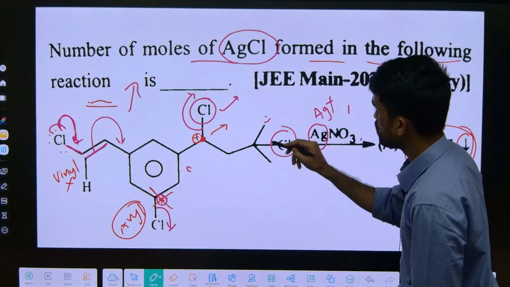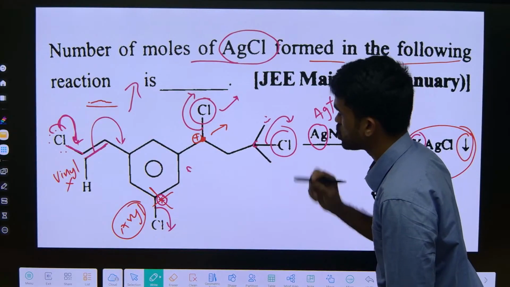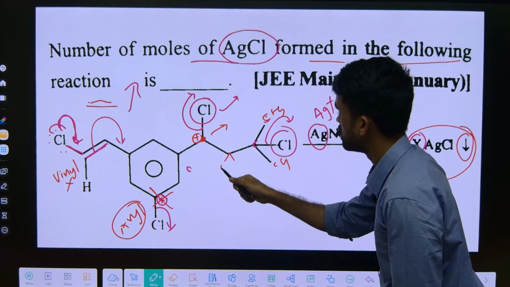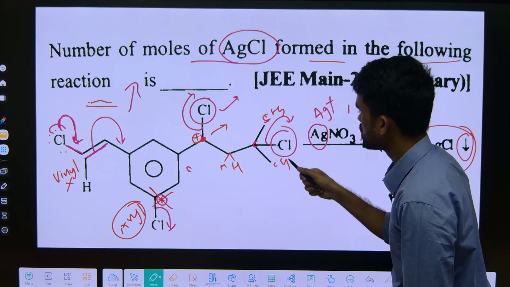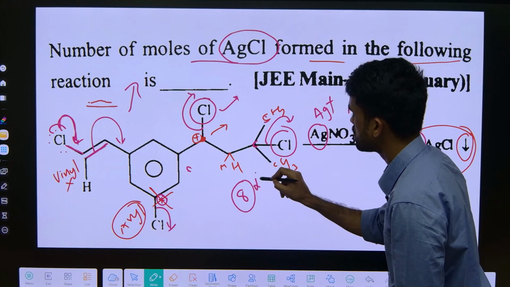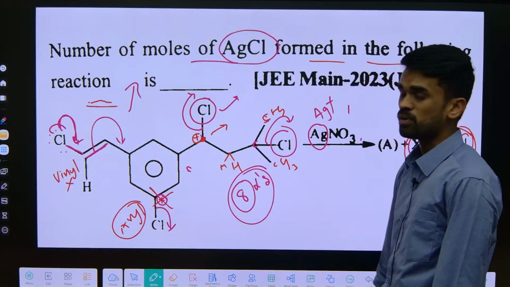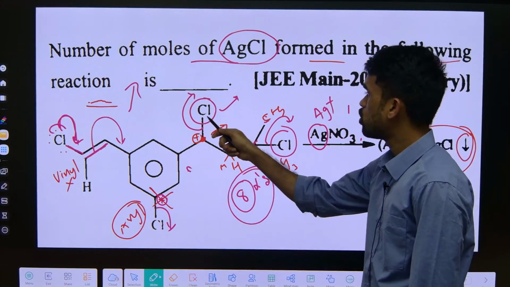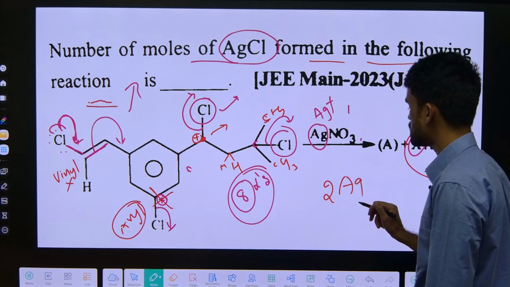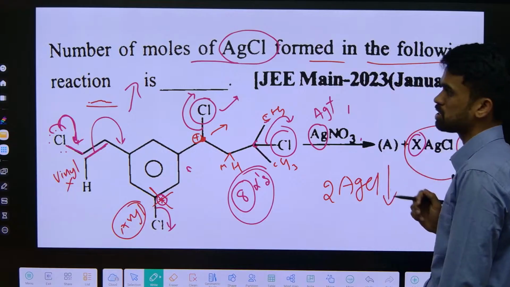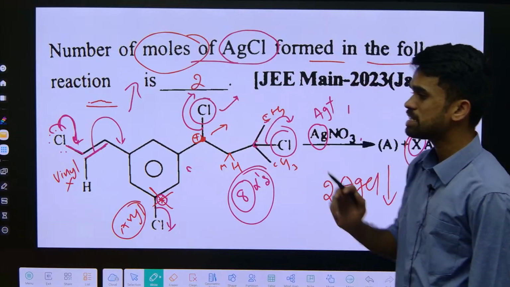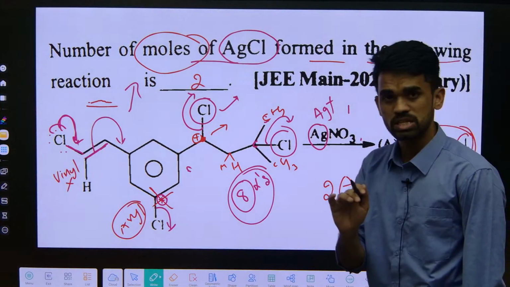Similarly, if I remove this one, this carbon is a tertiary carbon. We have a methyl group here, and there are 2 hydrogens here. So it can be stabilized by 3 plus 3, 6, 7, 8 alpha hydrogens. So 8 hyperconjugations are possible for this carbocation formed. So both chloride ions can come out, forming 2 AgCl as precipitate. So how many moles of AgCl are formed? 2. This is how you need to answer the question. Hope the discussion is clear, right?